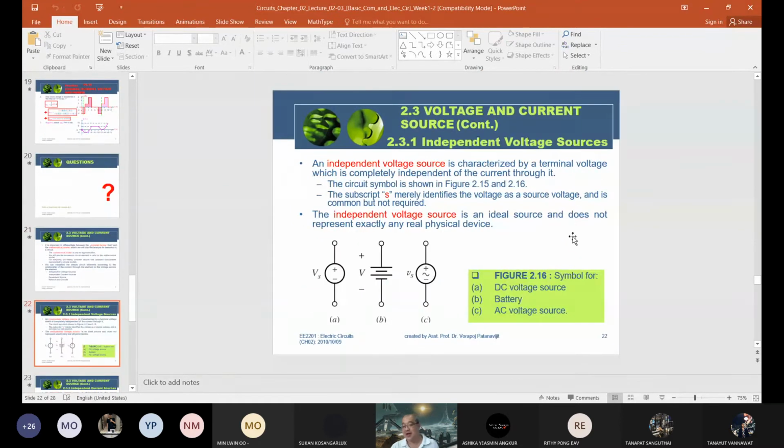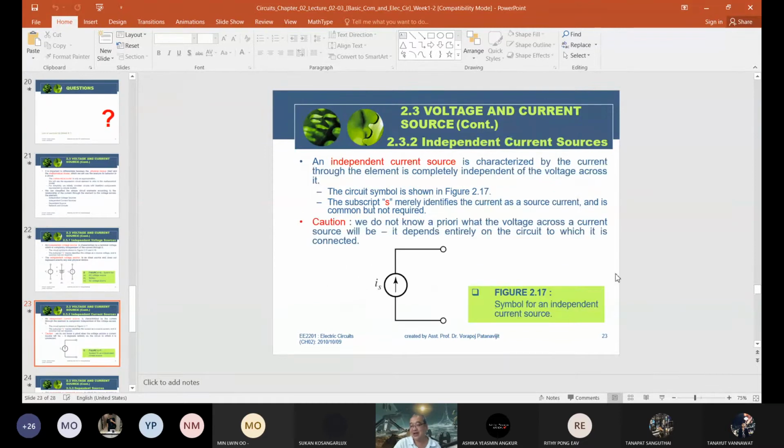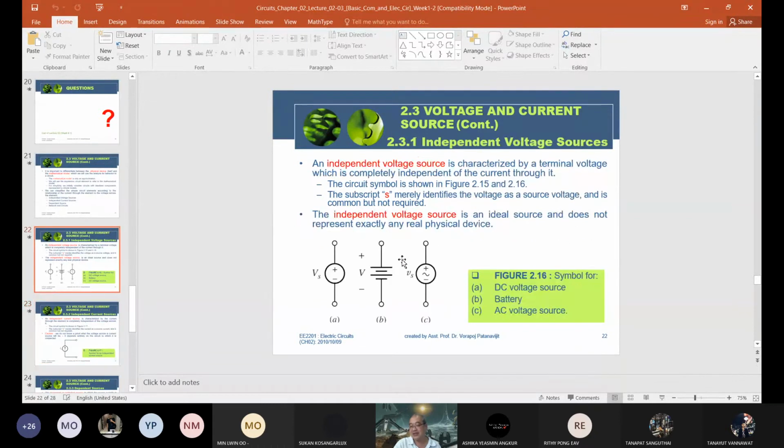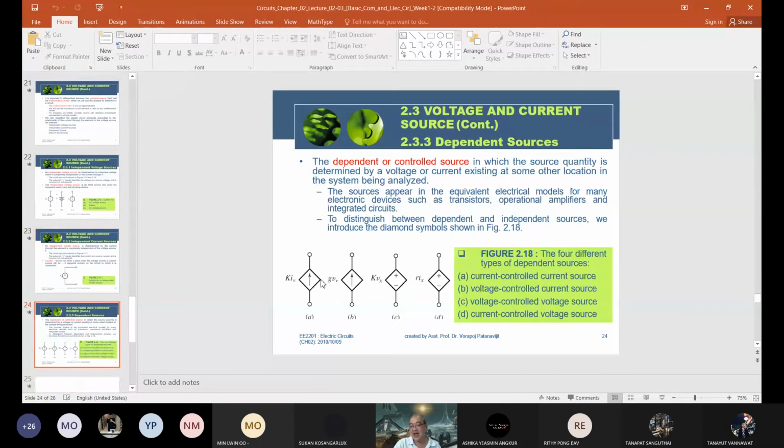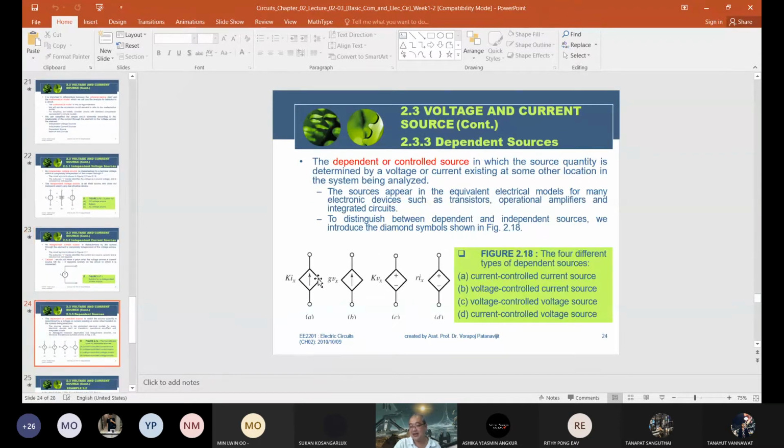Next is the source definition. The voltage source is defined by this circle, and the current source is defined by the arrow direction and this circle. Both are independent, and the independent ones use the circle shape. The dependent ones have the diamond shape instead. There are both dependent current sources and dependent voltage sources. Even though it is called a dependent voltage source, the voltage it generates may depend on a current or on a voltage at some point. We don't care.